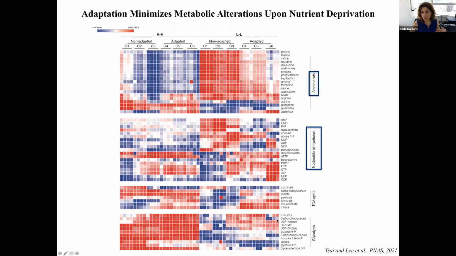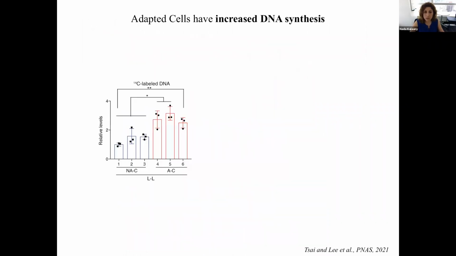So we focus on these two metabolic pathways, or the metabolism of amino acids and nucleotides. And so to confirm that indeed there was increased DNA synthesis in the adapted, more proliferative cells, we confirmed it by feeding the cells C14 aspartate, which integrates into pyrimidine synthesis. And you can see here that there was doubling of the incorporation of C14 from the C14 aspartate into DNA in the adapted clones as compared to the non-adapted clones under low conditions.